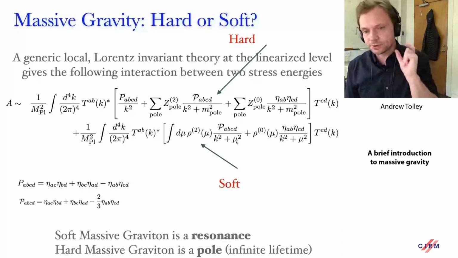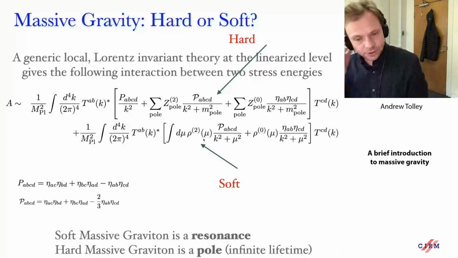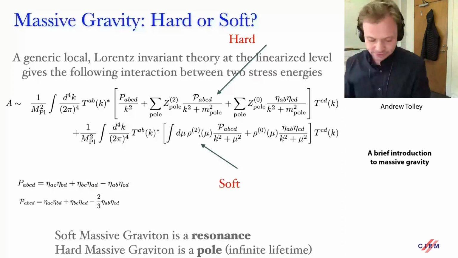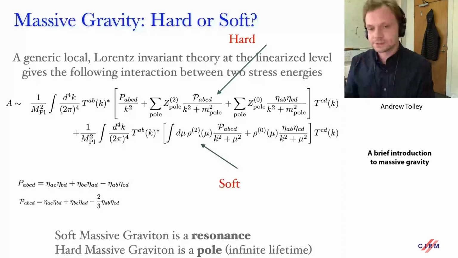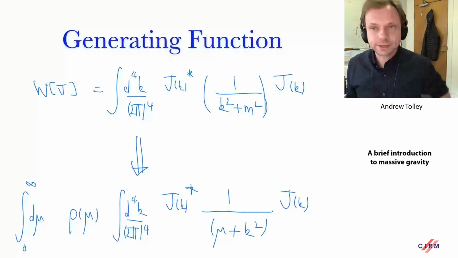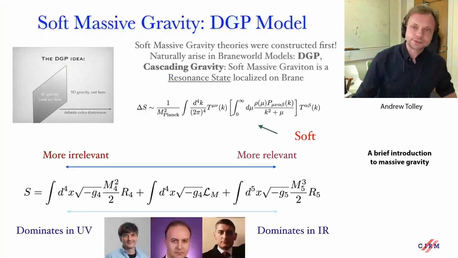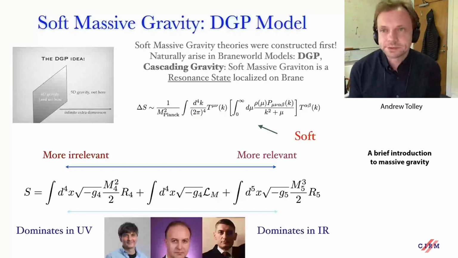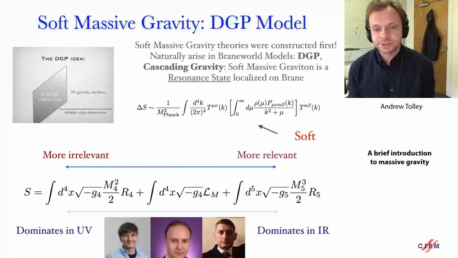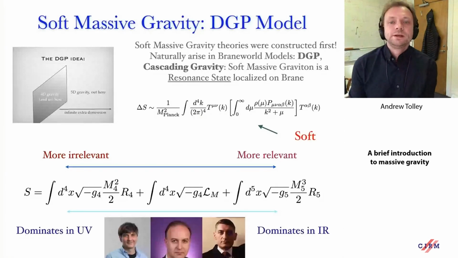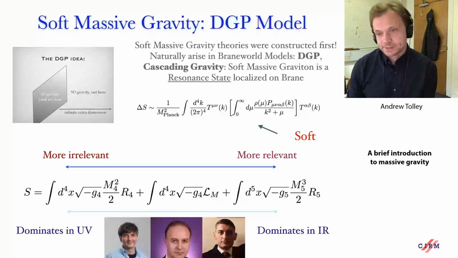In that case, we call it a soft massive gravity theory because there's no actual asymptotic massive spin-2 state, but you get a resonant-like state or a stable spin-2 particle. So historically, the first explicit example of a soft massive gravity theory was the so-called DGP model, in which you get exactly this kind of structure. The interaction between two stress energies is pure continuum. There's no pole, it's pure continuum.